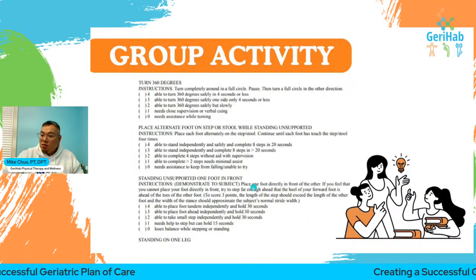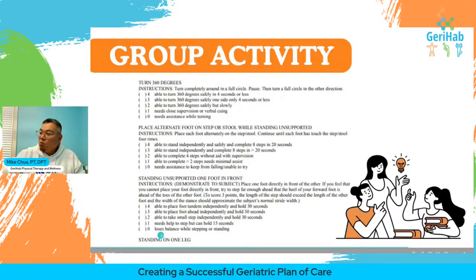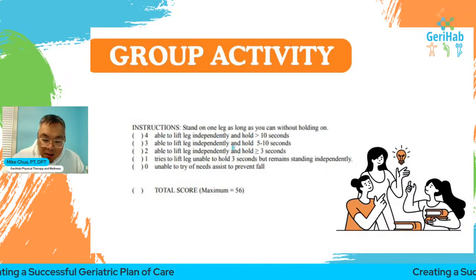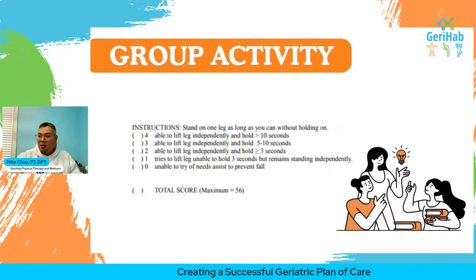Next is unsupported, one foot in the front, just like a tandem. Next is standing on one leg. Can they hold it up independently? Some of them are holding up for less than 10 seconds. All right, and the total score would be 56.